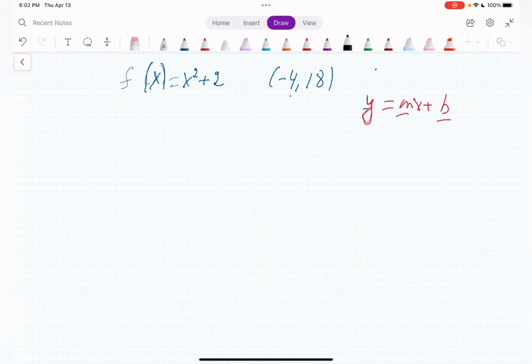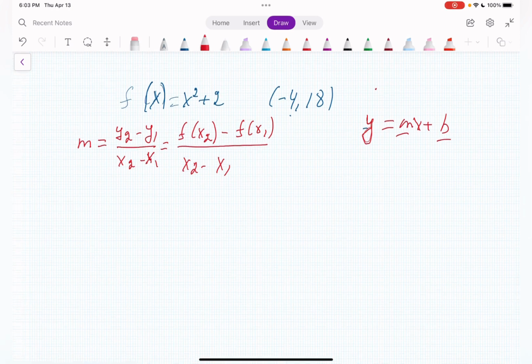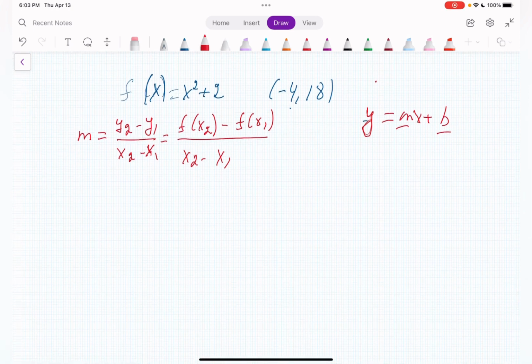So slope. We know the formula for slope is m equals (y2 minus y1) over (x2 minus x1), which is equal to (f of x2 minus f of x1) over (x2 minus x1). Now, we don't have two x's here, but we have the pair of coordinates, where we are given x and y. How are we going to figure out x2 and x1 based on this x?